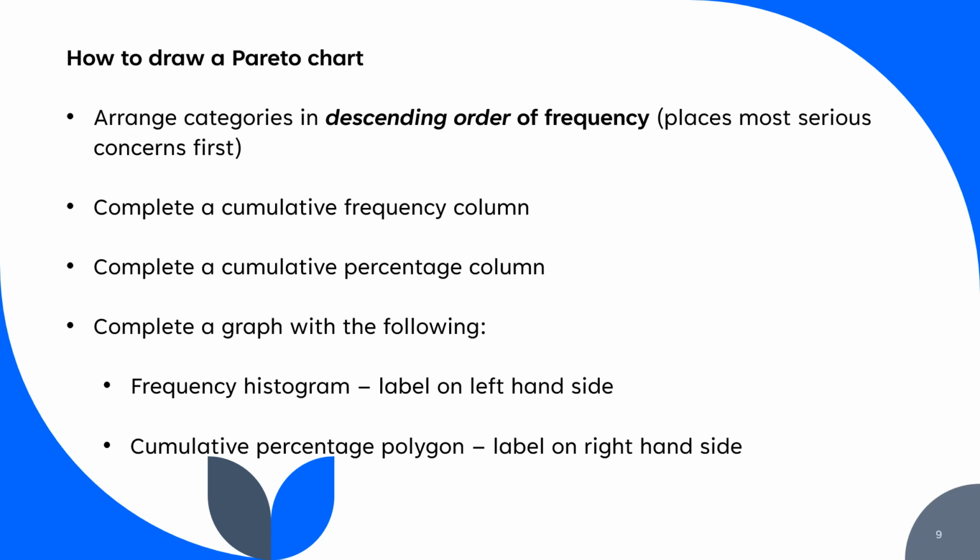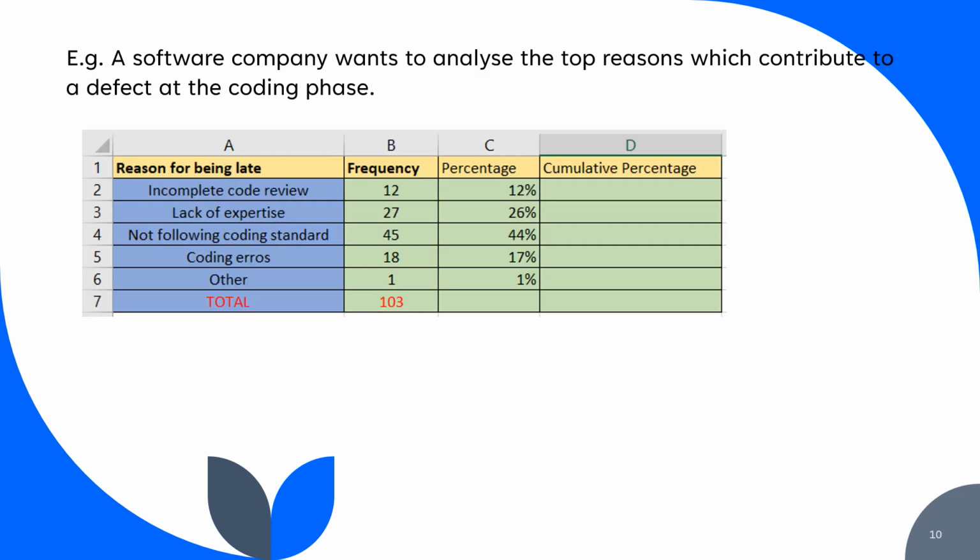So when you draw Pareto charts, you take those categories and you arrange them in descending order. So that places the most serious concern first. Then you complete a cumulative frequency column, followed by a cumulative percentage column, and then the graph has two sides. The left-hand side is labeled the frequency histogram side, and the right-hand side is labeled the cumulative percentage polygon.